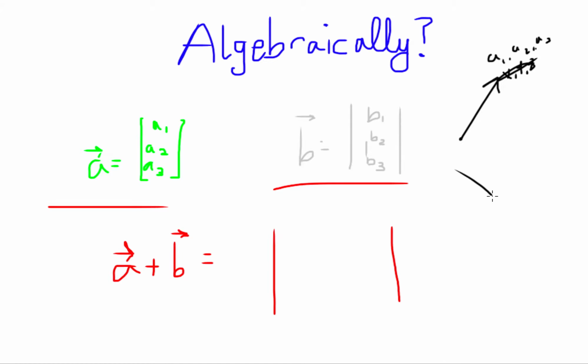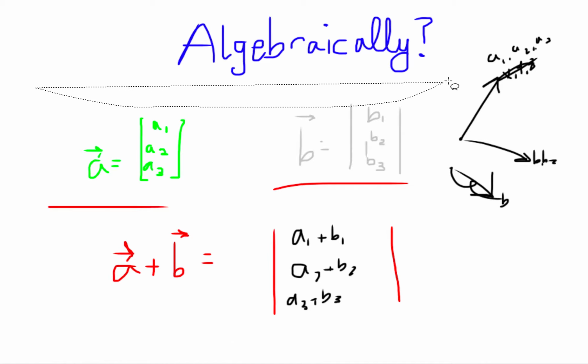Same thing for B. Let's just say B goes out like that, from the origin. So they're both going from the origin. And this point is B1, B2, B3. Okay, anyways, so when you're adding these things, it's really basic. You just A1 plus B1 gives you the x component. A2 plus B2 gives you the y component. A3 plus B3 gives you the z component.